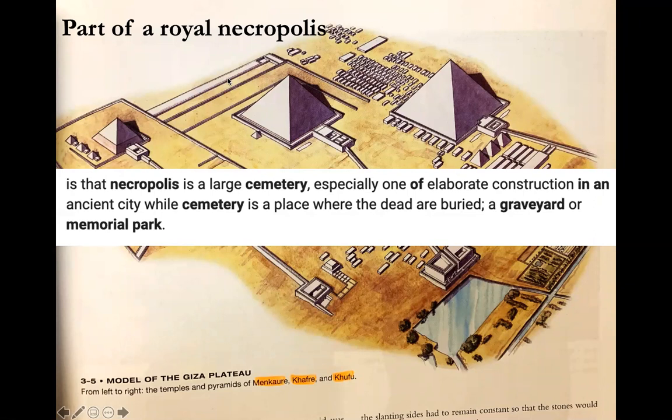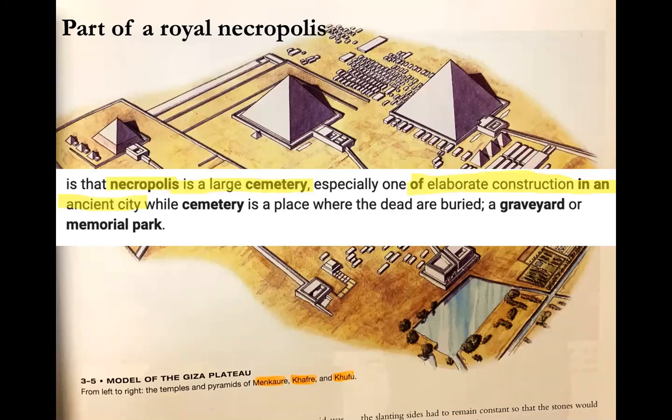So for context, we're going to write this is part of a royal necropolis, and a necropolis is considered a large cemetery that is of elaborate construction from an ancient city. So a cemetery is just a place where the dead are buried. A necropolis is more elaborate, I guess, and then older, so ancient. Like, I can picture it, the Ibex mountain goat vessel is from a necropolis.